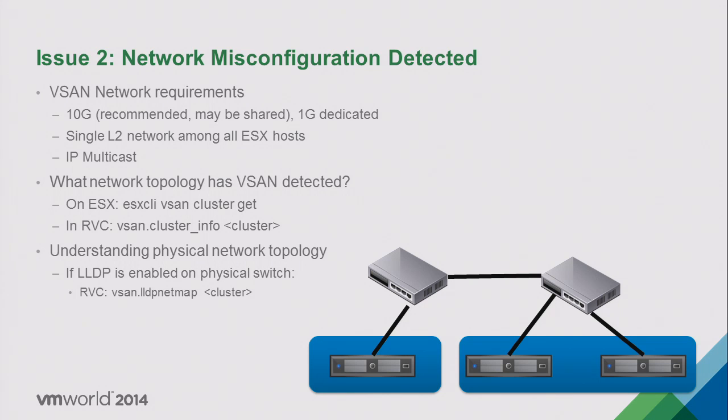All right, so how do we figure out what vSAN saw? What was behind that little misconfiguration detected? How do we figure that out? On ESX, we have a command to get the status, but we need to run it on every single ESX host. On RVC, we have one command that we can just run, and it tells us the information about the whole cluster. That's much more convenient.